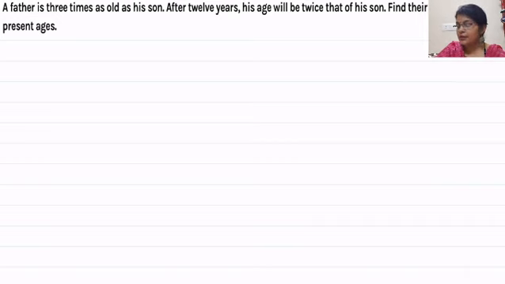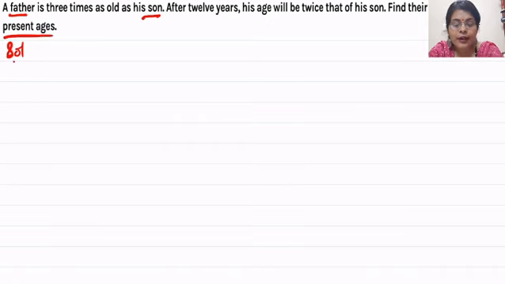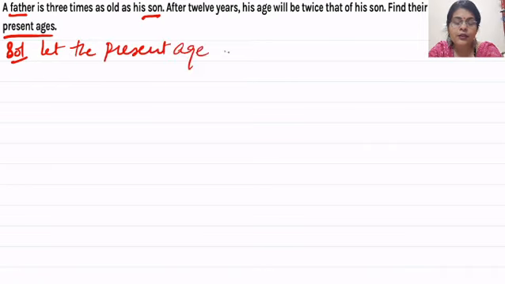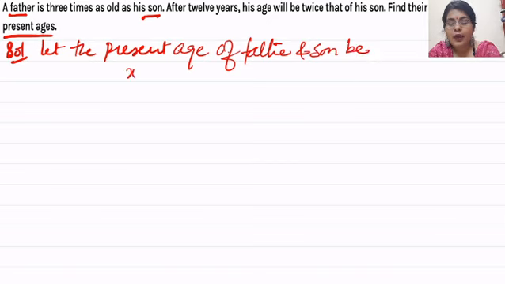Find their present ages. What we have to think is, first of all, there are two persons, father and son, and they are asking their present ages. So what we have to write is, let the present age of father and son be X and Y years respectively.